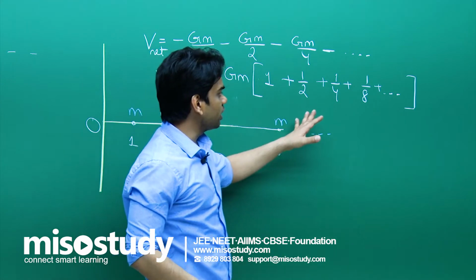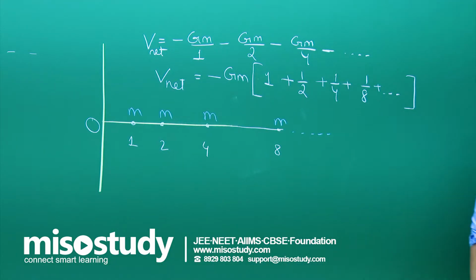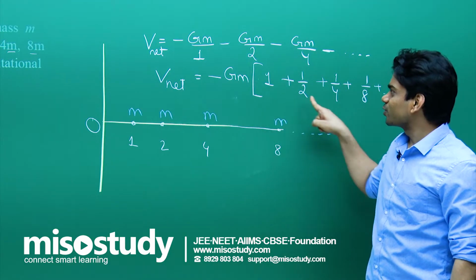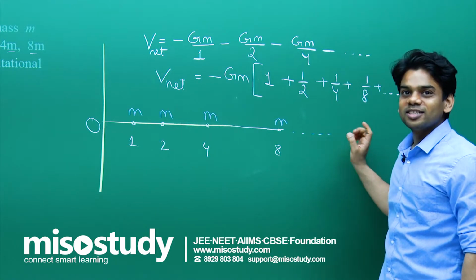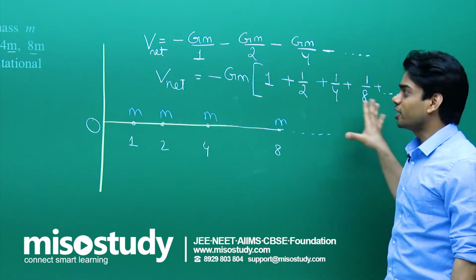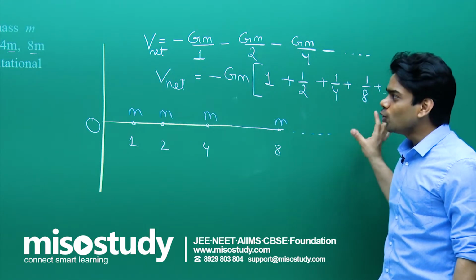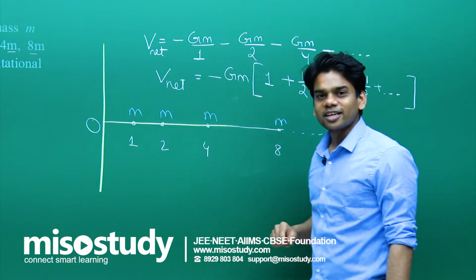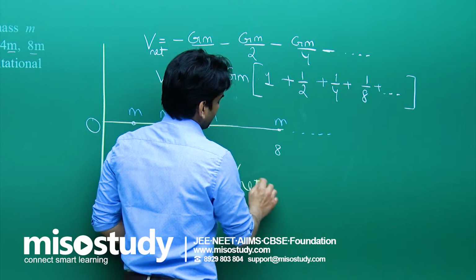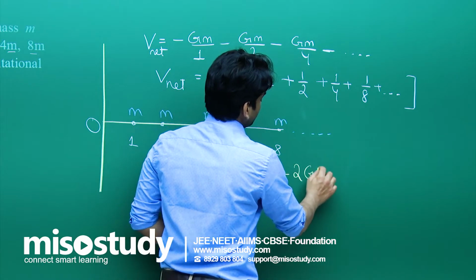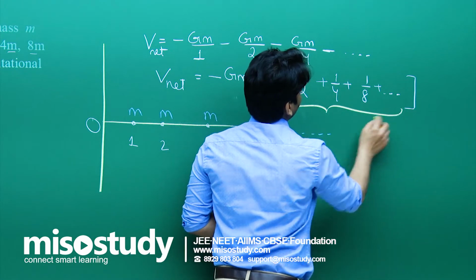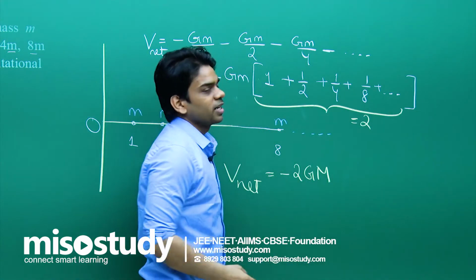Just take note till here. Now you can see that this is actually a geometrical progression: 1 plus 1 by 2 plus 1 by 4 plus 1 by 8. That means the common ratio is 1 by 2. You can easily check. Now this can be easily solved. The resultant of this geometrical progression will be equal to 2, and that's why we can write the net gravitational potential at the origin will turn out to be V net is equal to minus 2 GM. This is what you are going to get, because this value in total will be equal to 2. So minus 2 GM is what you will be getting.